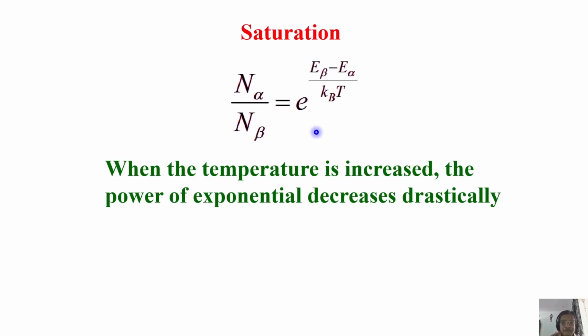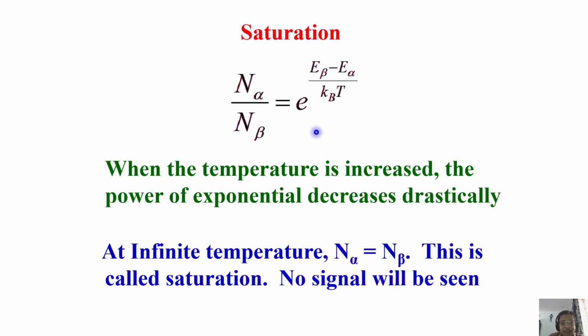That is, when the temperature keeps on increasing, when it becomes very high temperature, your spin population of both the states are equal. This situation is called saturation. That means there is no population difference at all. Both the energy states have equal population if you go to very, very high temperature. That is the situation where no signal will be seen. I hope you're all getting the points now.